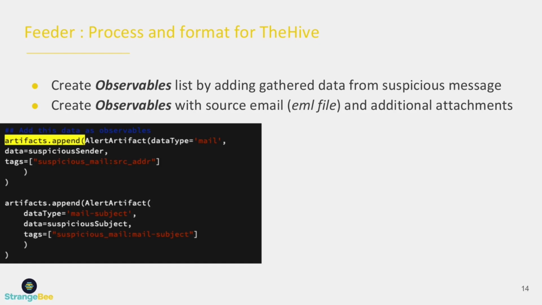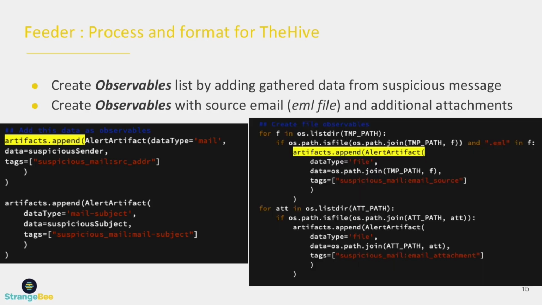Then, with the help of the library, the program creates a list of observables, first by adding collected data like the sender email address or the mail subject. And the program also adds the raw message as an observable, and also all attachments found in this raw message.